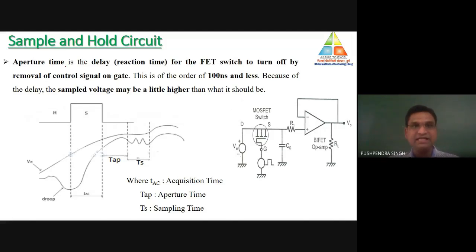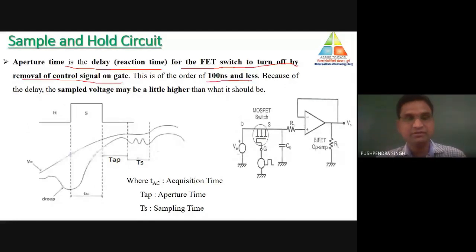So aperture is the delay or reaction time for the FET switch to turn off by removal of the control signal on the gate. That particular time duration is called the aperture time. Its value is 100 nanoseconds or less. Ideally that should be minimum or 0, but practically its value is 100 nanoseconds or less. Because of the delay, the sample voltage may be a little higher than what it should be. If it turned off instantaneously, the sample voltage would be precise, but it takes some time. That's why the sample voltage is a little high. So this is aperture time.